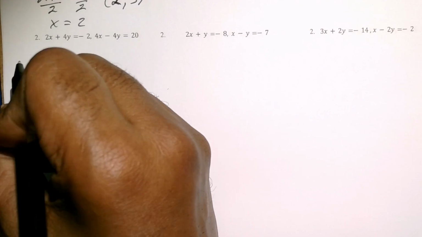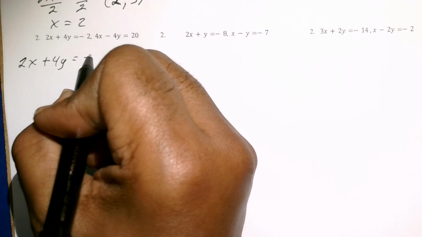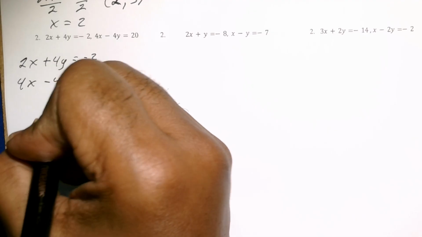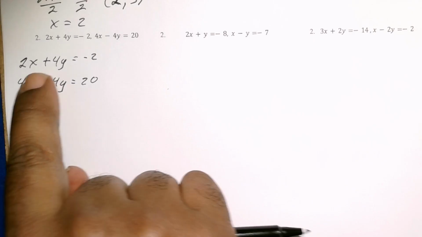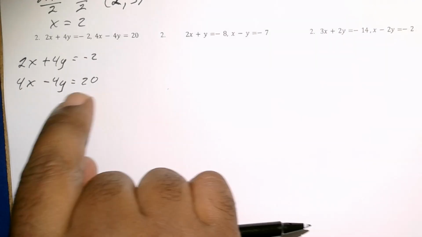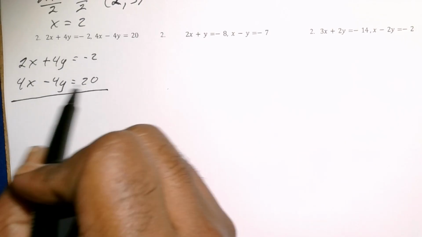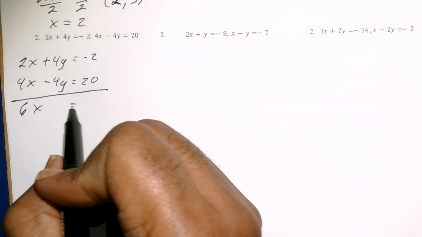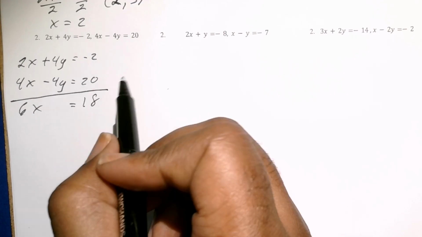We have 2x plus 4y equals negative 2. And underneath we have 4x minus 4y equals 20. And they are lined up the same way: x, y, constant; x, y, constant. And we also have additive inverses, which is great. That means we can proceed. So 2x and the 4x become 6x. These cancel. Now we have equals. And the negative 2 and the 20 become an 18.